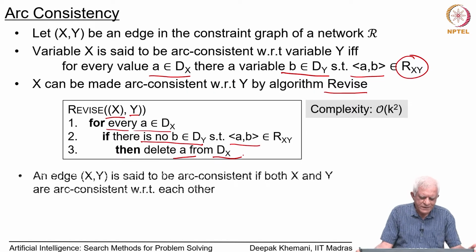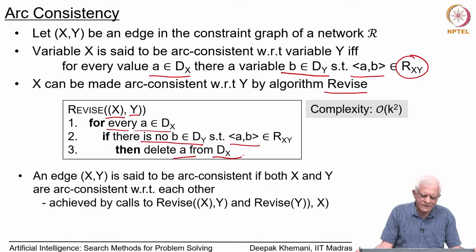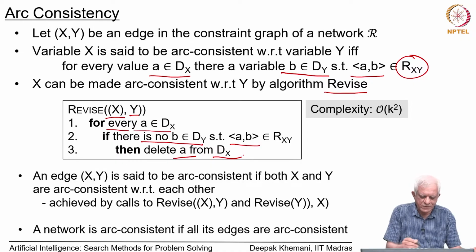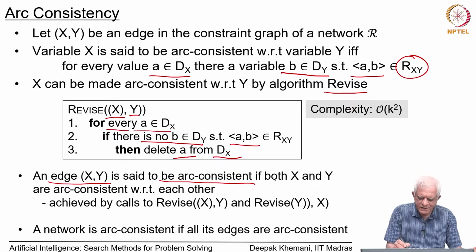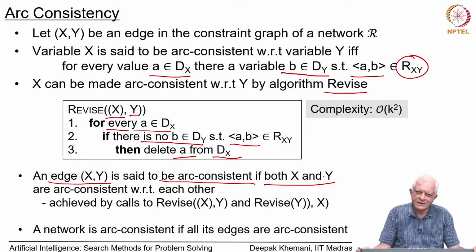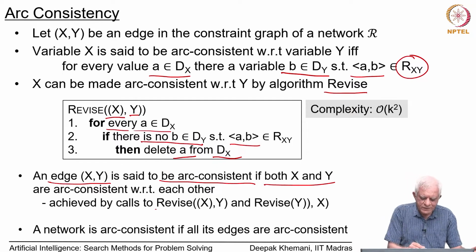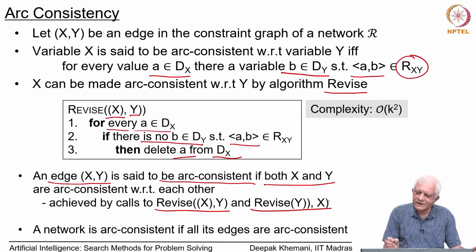So, that is revise, and an edge x y is said to be R consistent. We are talking now about an edge being R consistent if both x and y are R consistent with respect to each other, and obviously we can achieve this by calls to revise x y and calls to revise y x. So, revise x y will delete values from the domain of x, revise y x will delete values from the domain of y essentially. So, that is an edge. A network is said to be R consistent if all its edges are R consistent essentially.